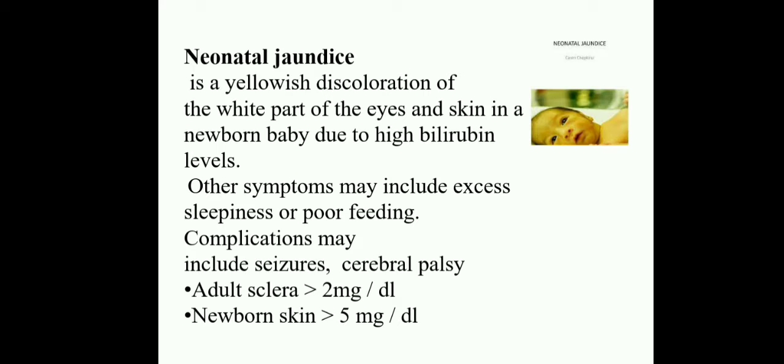How do you decide that a baby is suffering from neonatal jaundice? You decide that an adult has jaundice if bilirubin levels are more than 2 milligrams per dL. In a newborn, if bilirubin levels are more than 5 milligrams, then we decide that neonatal jaundice is there.